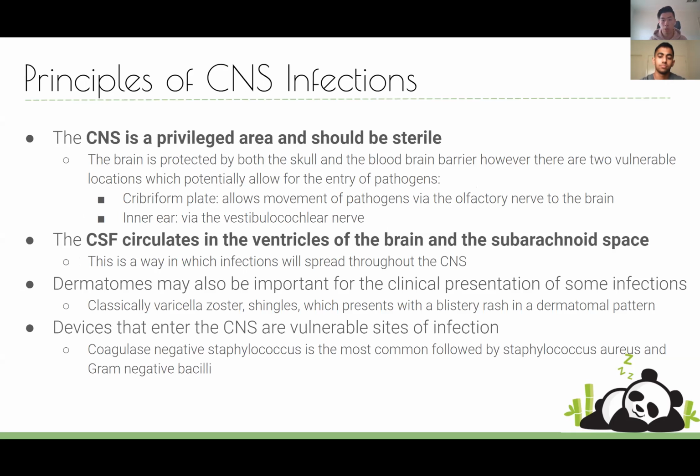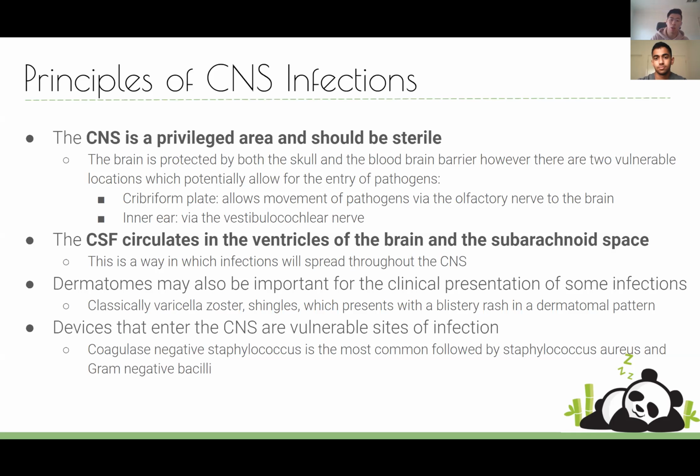So this is some principles of CNS infection. The general idea is that the CNS is a privileged area and it should be sterile. The CSF shouldn't have anything in it. It's protected by the blood-brain barrier, but there are two locations where injury and things can cause bacteria to get in. These being the cribriform plate, where your olfactory nerve passes through, and your inner ear via the vestibulocochlear nerve. Those are two sites where the CNS can become infected. And it's infection of the CSF that we are looking at.